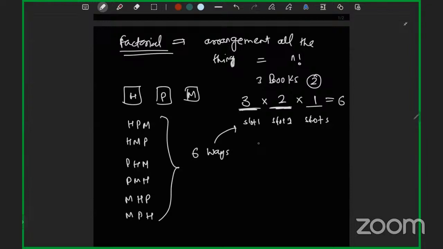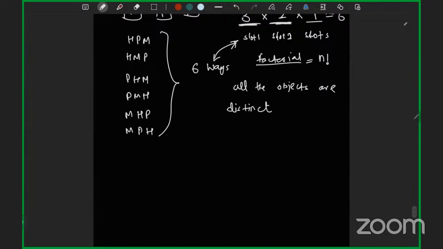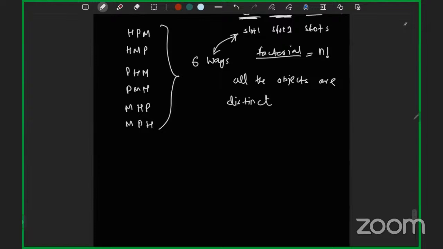So whenever an arrangement question is there, either you do it this way or the factorial way. But the factorial way is the easier one, where you have to arrange all the things. Keep in mind that all the objects are distinct. So if they are not distinct, or there is something repeating.